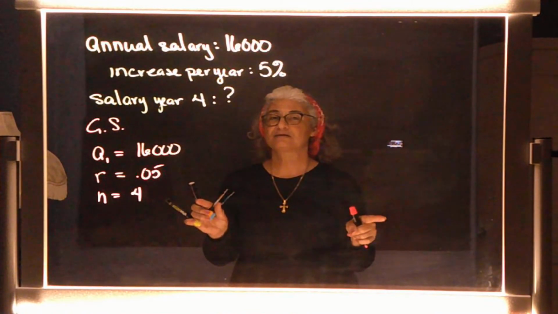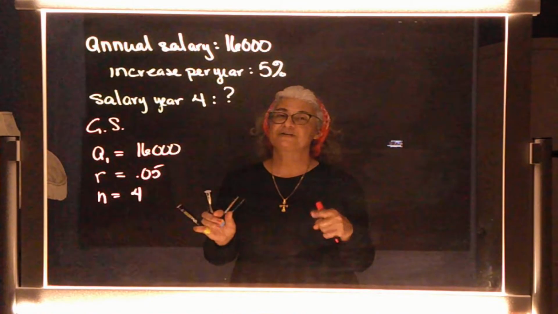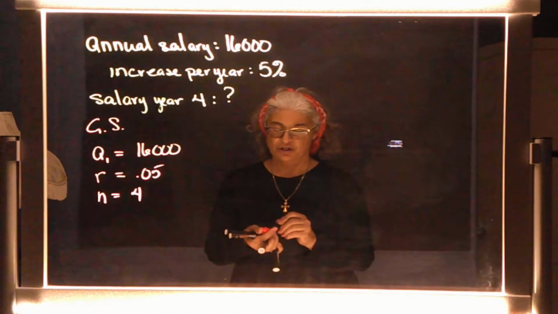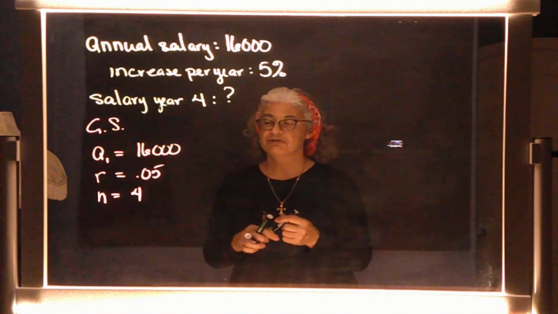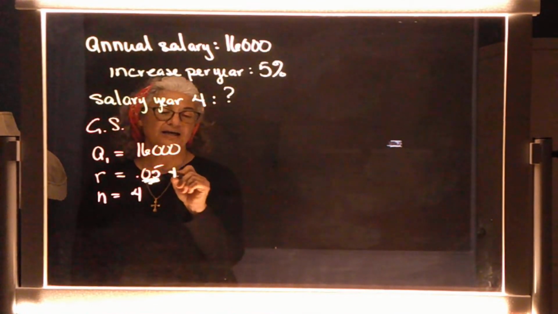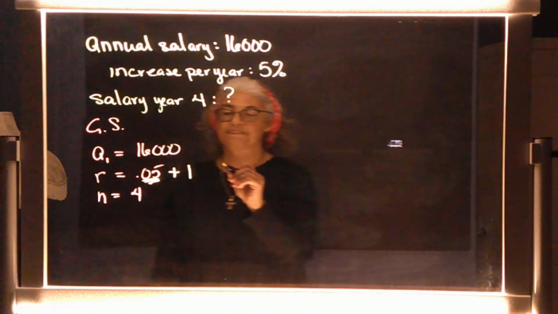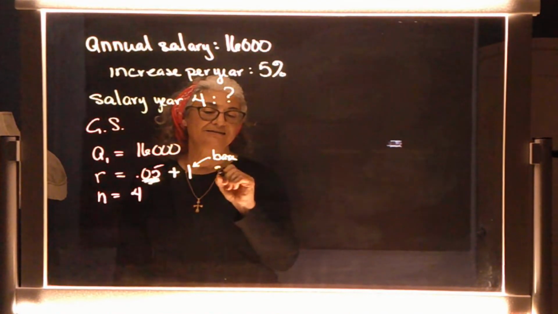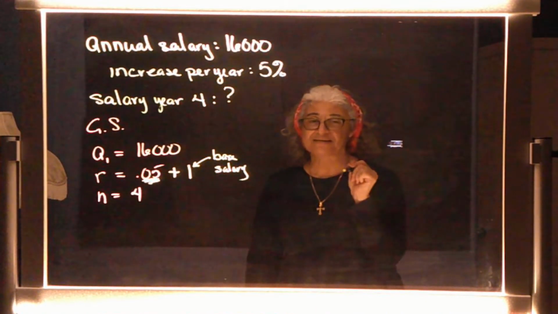Because I'm trying to figure out the salary. I'm not trying to figure out the increase only. I'm trying to figure out the salary. So 5% is only part of the common ratio. The common ratio is your 5% increase plus 1. You're like, what's that 1 represent? This 1 actually represents the base salary. It represents the base salary.